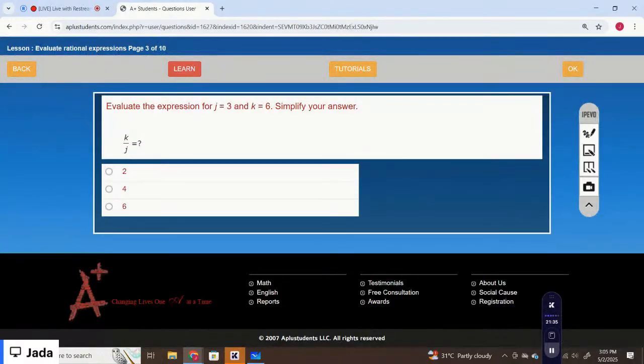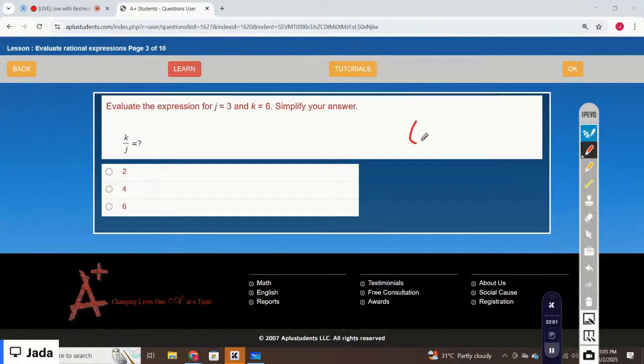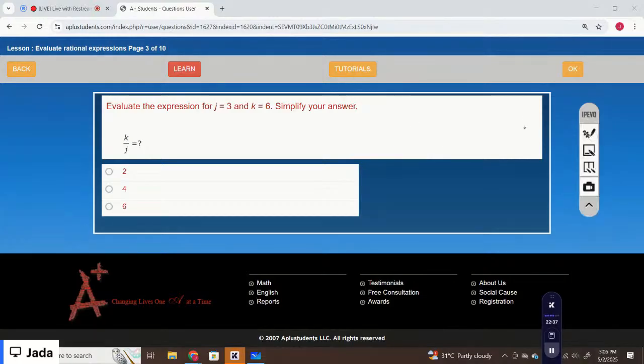Evaluate the expression for j equals 3 and k equals 6. That is 6 divided by 3. 6 divided by 3 equals 2. The correct option is 2.